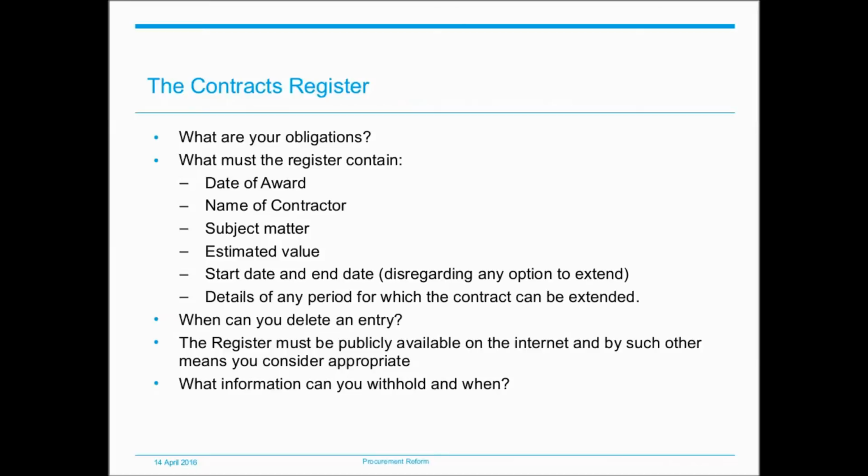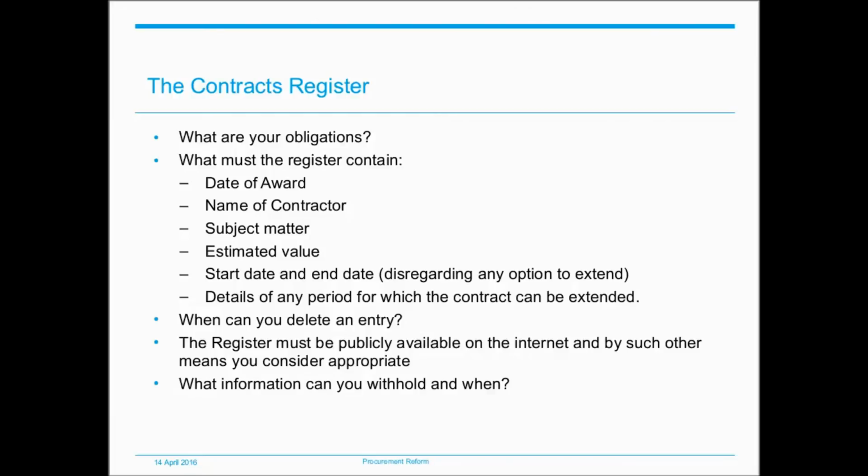The next aspect of the Act, which it would be worth considering today, is the requirements relating to the Contracts Register. This is covered by Section 35 of the Act. Section 35 requires each contracting authority to keep and maintain a register of contracts, and it must cover all contracts entered into as a result of regulated procurements.